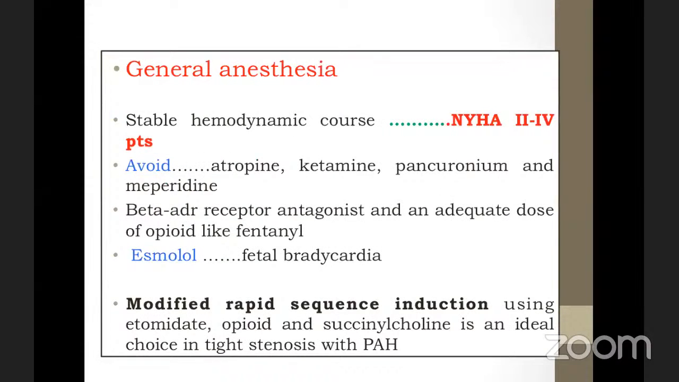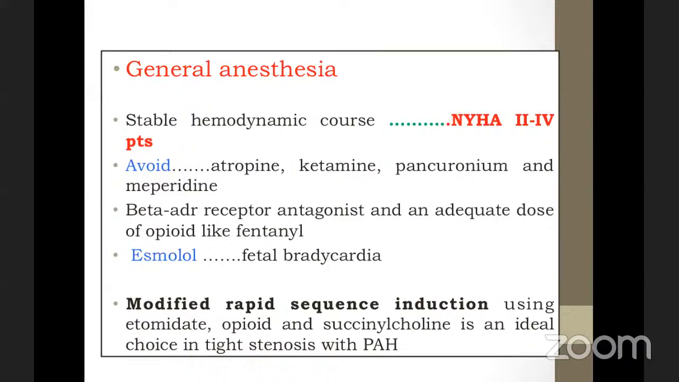For general anesthesia, if the patient has severe stenosis, you have to avoid drugs like atropine and ketamine, and go for a beta adrenergic receptor antagonist like metoprolol for rate control, especially short acting. But you have to be careful at the same time, because severe hypotension can give rise to fetal compromise by decreasing cardiac output. So maintain the fluid at the same time.